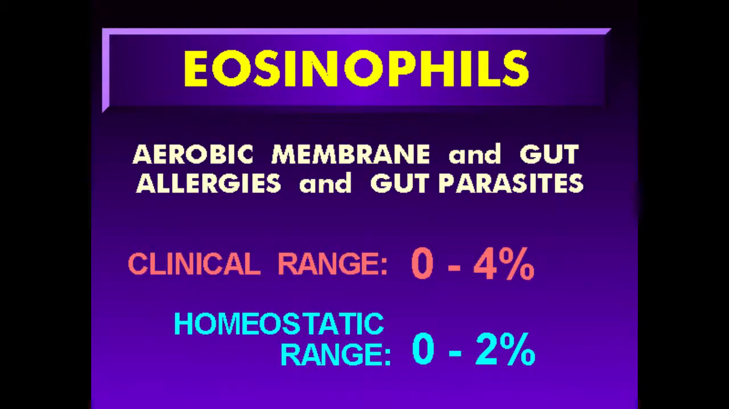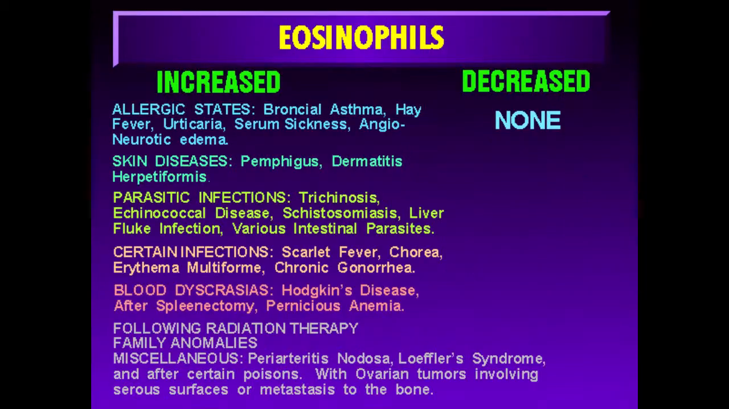Eosinophils are a manifestation of IgE-mediated allergies. They are a reflection of gut allergies, aerobic membrane allergies, and the presence of gut parasites. Pathologically increased eosinophils are commonly seen in IgE-mediated allergies such as bronchial asthma, hay fever, urticaria, serum sickness, and angioneurotic edema. Skin diseases such as pemphigus, eczema, and dermatitis herpetiformis.